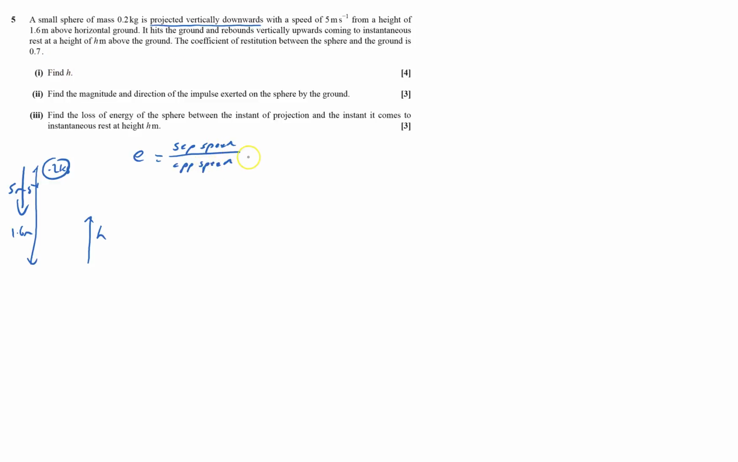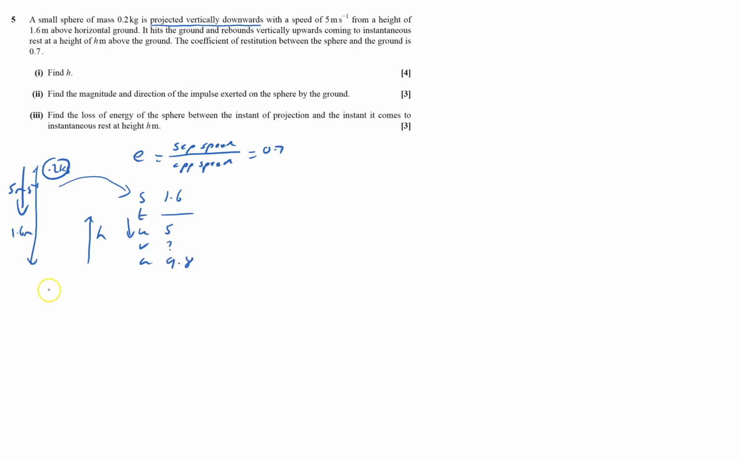And it's 0.7. So I've got to find the separation speed and approach speed. Obviously I'm going to find the approach speed first. It's projected down there. I'm going to use constant acceleration equations. So SUVAT, for the initial part: s is 1.6, that's where it starts. T, I really don't care about. Initial velocity is 5, final velocity is what I want to find. Acceleration is going in that direction, so that'd be 9.8.